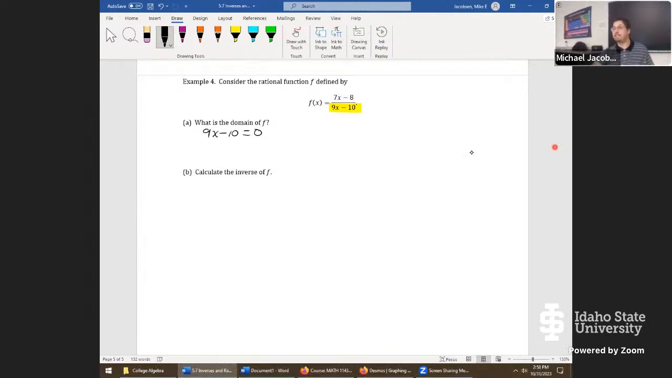So we've got 9x minus 10. Set that to 0 and solve it, and we get 9x is positive 10, or x is 10/9. So that's the one value that f cannot take. If you put 10/9 here, you divide by 0. That means everything else is fine, and we can write that domain of f is everything but 10/9.